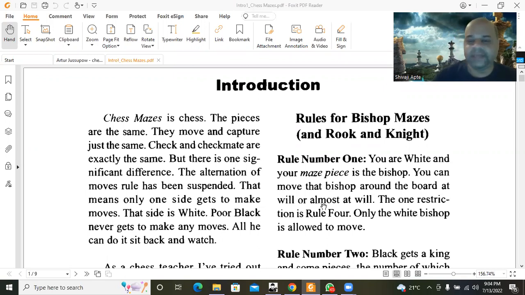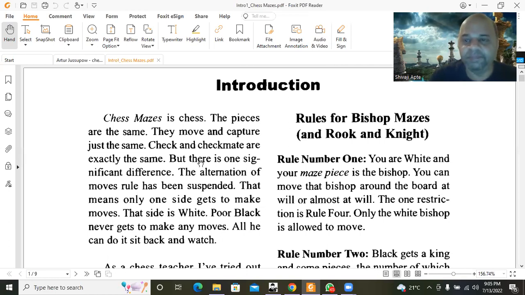Okay. So essentially in a chess maze, the first thing is that the pieces are the same. Rules of chess are the same. The only difference is who moves. Check and checkmate are the same. But there is one big difference.